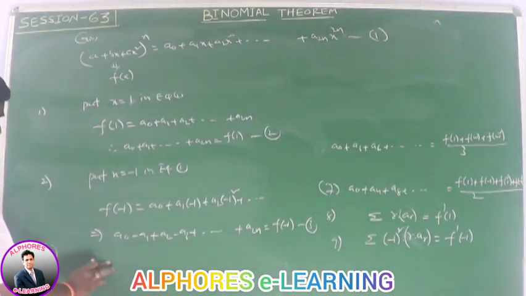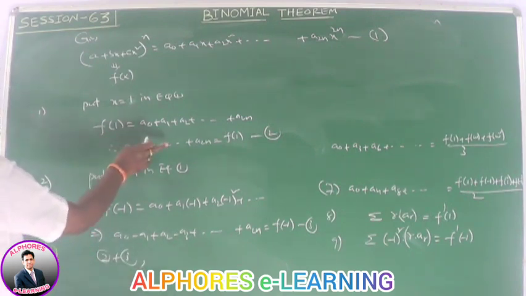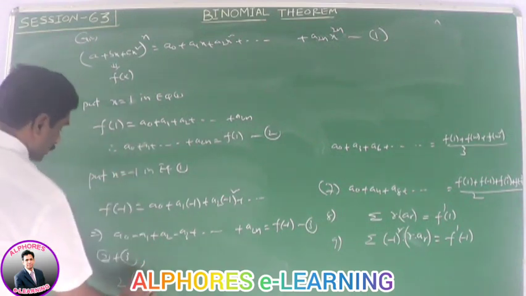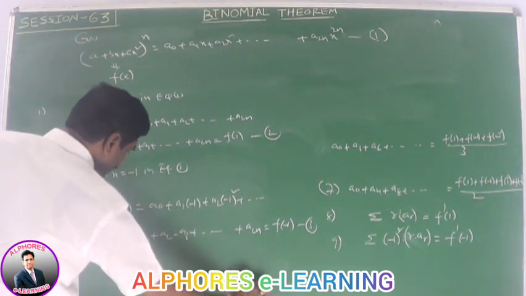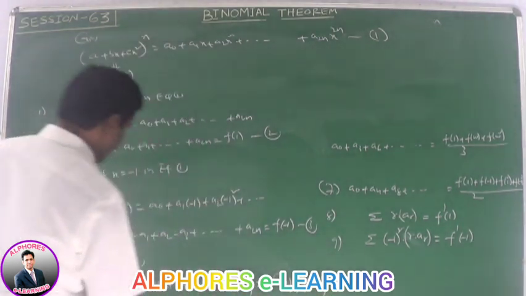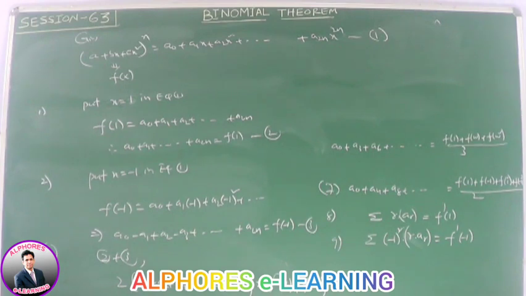Third proof. By adding 2 and 3, we get sum of the even power coefficients. By subtracting 2 and 3, we get odd values. By adding 2 plus 3, what is the value? 2 is this value, 3 value this value. A naught plus a naught means 2 a naught. A1 cancel. 2 of a naught plus a2 plus a4 plus so on a suffix 2n is equal to f of 1 plus f of minus 1. That means a naught plus a2 plus so on is equal to f of 1 plus f of minus 1 by 2. Therefore, sum of even power coefficients of x is equal to f of 1 plus f of minus 1 by 2. Okay?